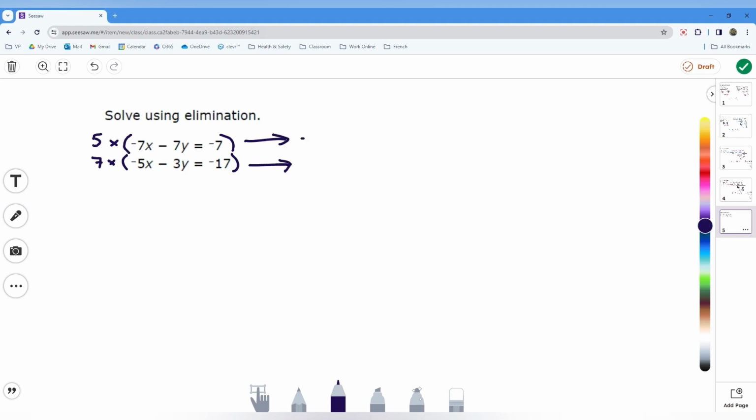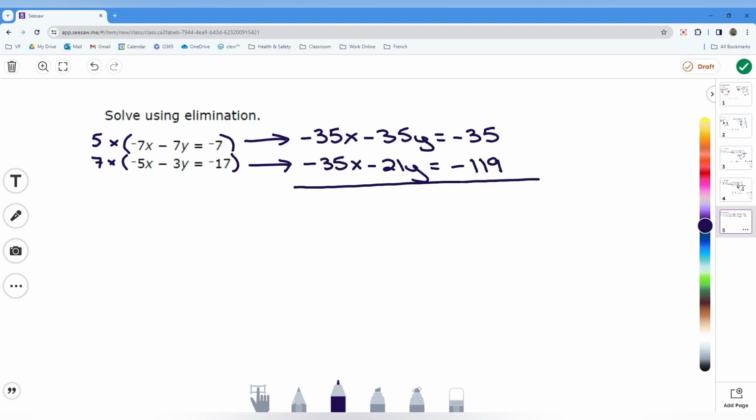5 times -7, there's the -35x. 5 times -7 again is -35y. And 5 times the -7 on the right-hand side is another -35. Now on the second equation, we're multiplying everything by 7. So I have -35x again. 7 times -3 is -21. And 17 times 7, that's a bit bigger of a number, that is going to be -119. I've got two new equations we can line up.